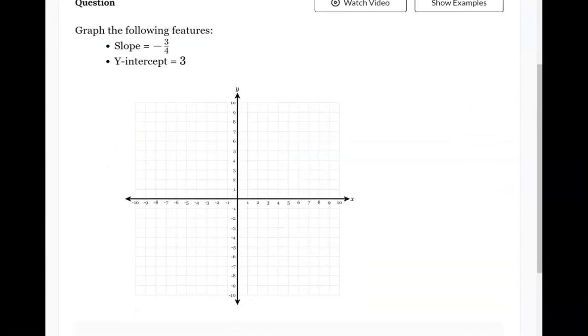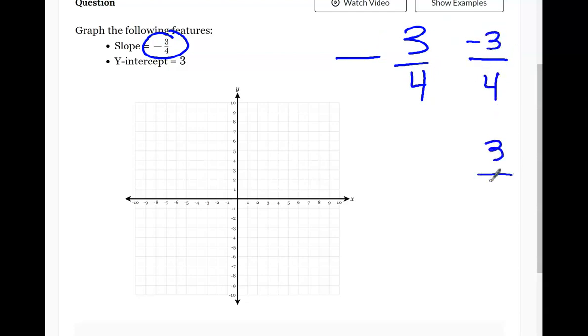This time, the slope has a negative on the side. The negative can only be used one time. You can either use it with the 3, or you can use it with the 4. But you cannot use it with both. That's not allowed. So most students prefer to give it to the numerator. Because when we start at our y-intercept of 3, it's easier to go up or down than it is to figure out going left or right.